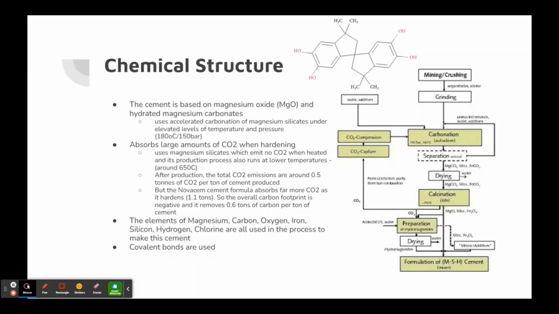So the cement is based on magnesium oxide, MgO, and hydrogen magnesium carbonates. It uses accelerated carbonation of magnesium silicates under elevated levels of temperature and pressure. It absorbs large amounts of CO2 when hardening.